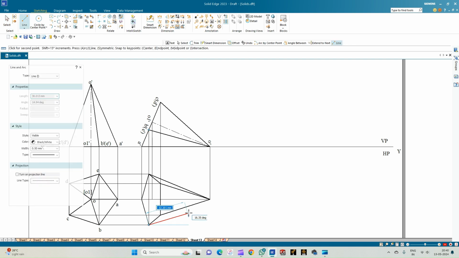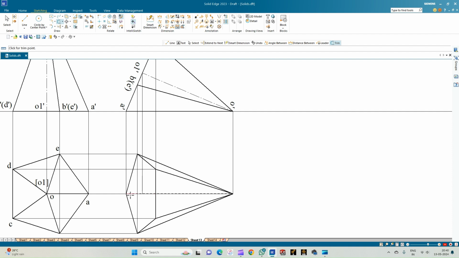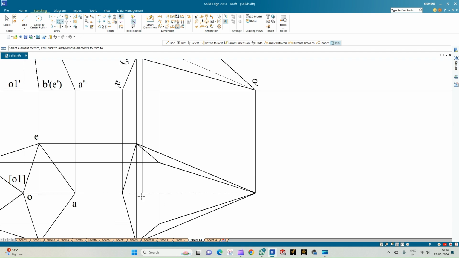So from the end point, connect it to the apex O. And as I told, A is the farthest corner point. So from A to O dash, it will be the dotted line. So use the trim option to trim this projection line beneath this dotted line so that the dotted line is visible clearly.